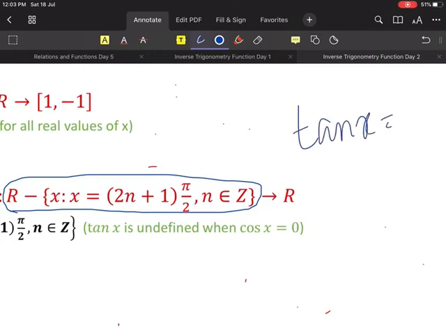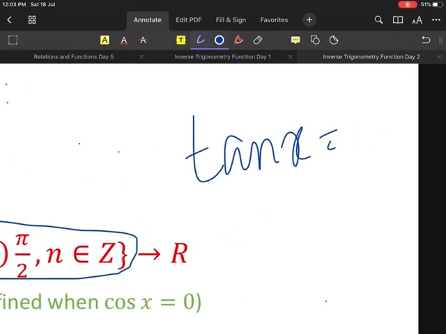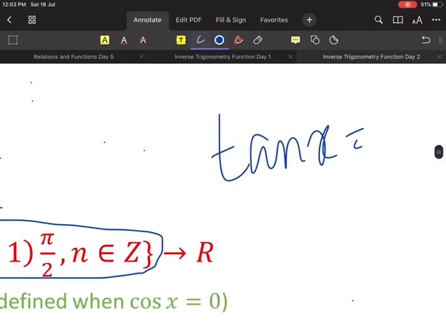Now you see, I need to find the domain of tan x. Now let's see who can tell me this. Tan x is equal to what, in terms of sin x and cos x? Sin theta by cos theta. But I am dealing with x in here, so sin x by cos x.